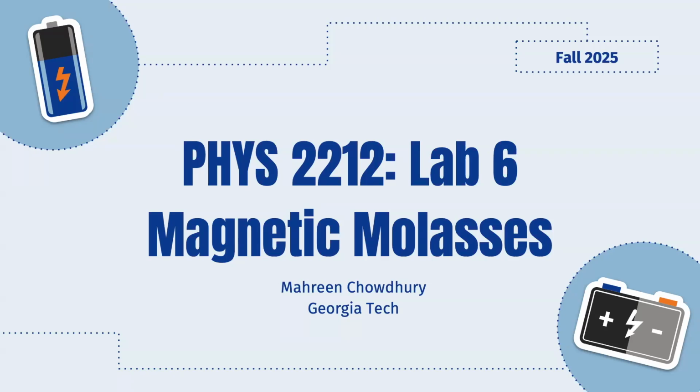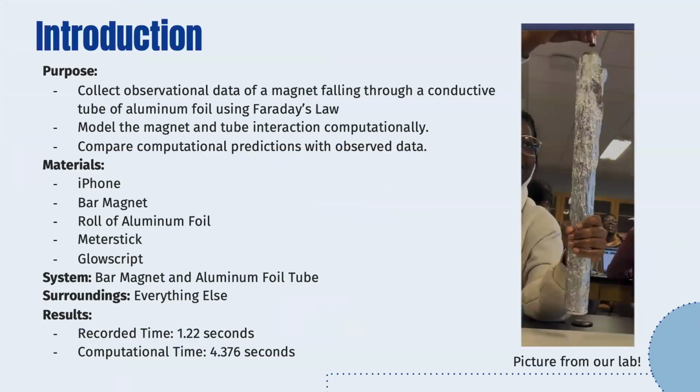Today I will be talking about Lab 6, Magnetic Molasses. The purpose of this lab is to collect observational data of a magnet falling through a conductive tube of aluminum foil, using Faraday's law, and to model the magnet and tube interaction computationally and compare it with predictions.